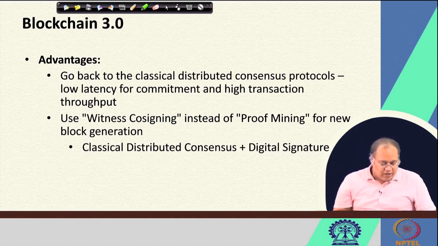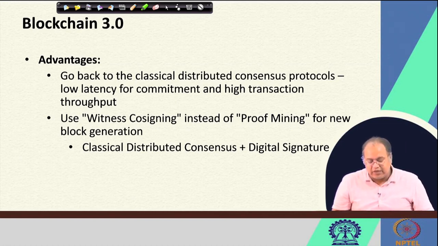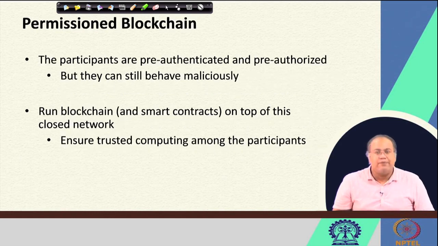That way, I can use the classical distributed consensus algorithm along with digital signatures and other cryptographic techniques to run a blockchain among a set of known participants who have a common business goal, but they do not trust each other. So, this gives rise to the permissioned model of blockchain.